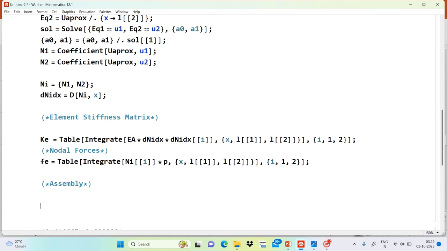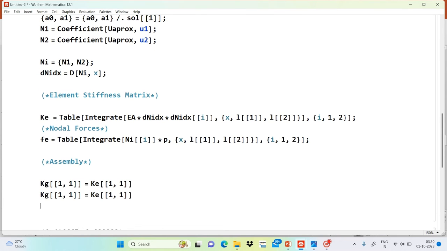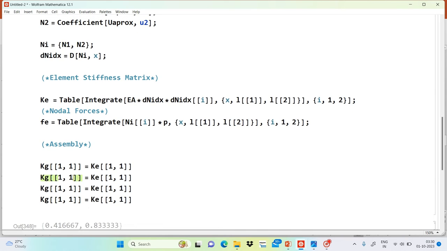So our global stiffness matrix 1, 1 is nothing but equal to the element stiffness matrix KE 1, 1, then 1, 2, 2, 1, and 2, 2. Let's see what we are getting now.